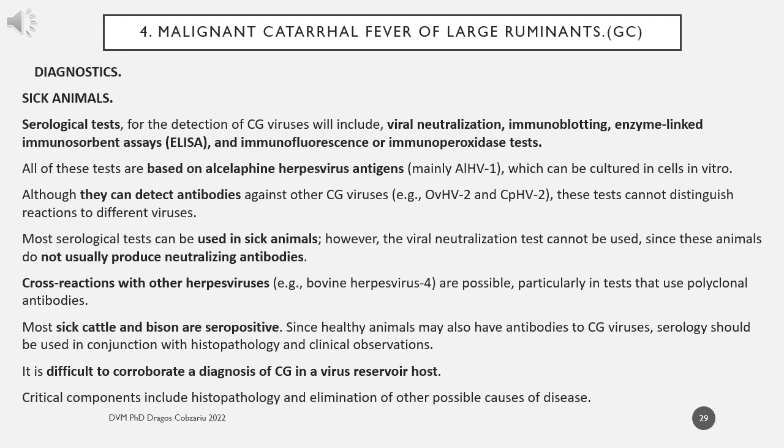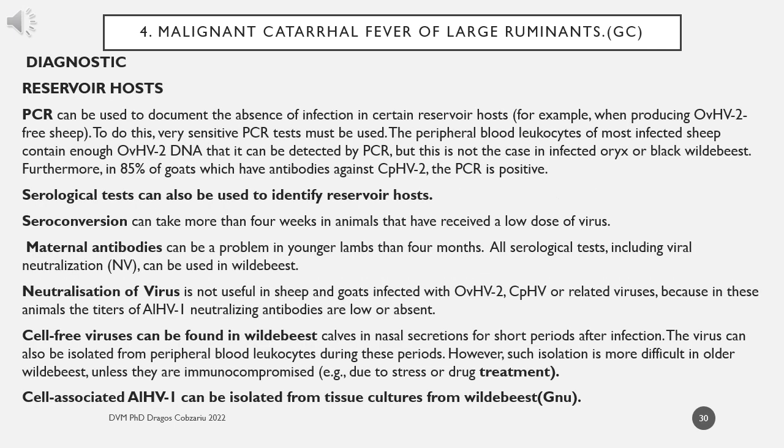Cross-reactions with other herpesviruses, e.g., bovine herpesvirus 4, are possible, particularly in tests that use polyclonal antibodies. Most sick cattle and bison are seropositive. Since healthy animals may also have antibodies to CG viruses, serology should be used in conjunction with histopathology and clinical observations. It is difficult to corroborate a diagnosis of CG in a virus reservoir host. Critical components include histopathology and elimination of other possible causes of disease. Reservoir hosts.